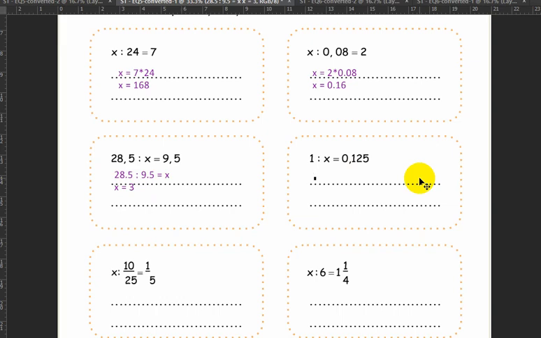1 divided by x is equal to 0.125. So here we have the swap again, where 1 divided by 0.125 must be equal to x. Therefore, x must be equal to 125. Okay, wait a minute.